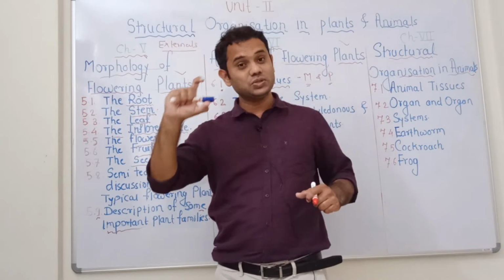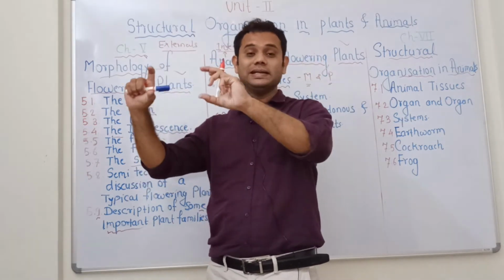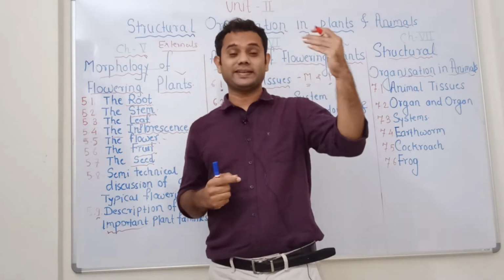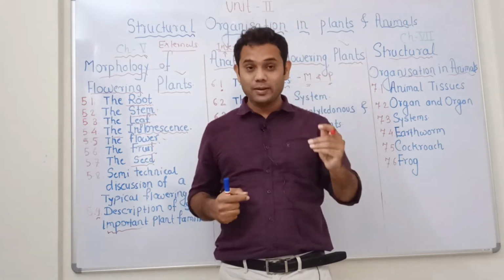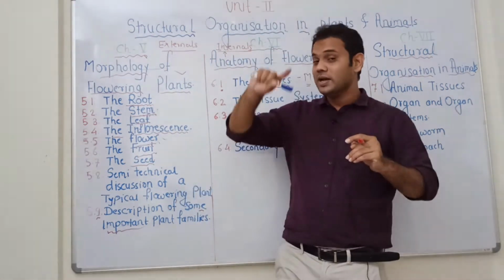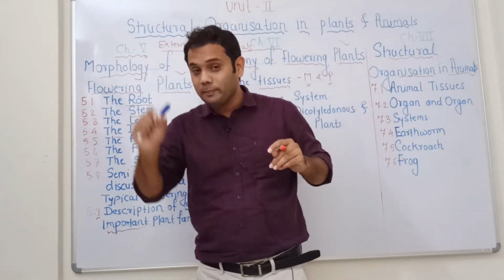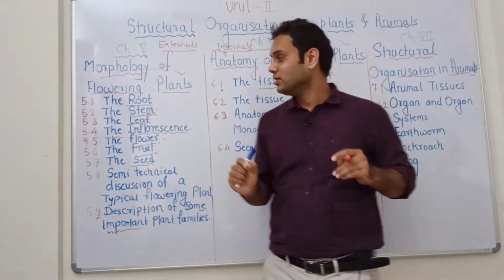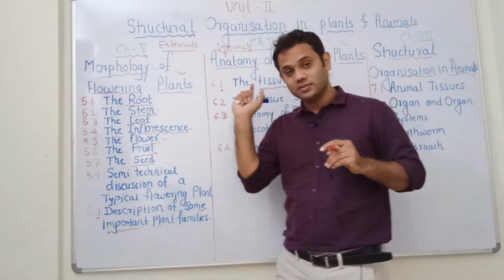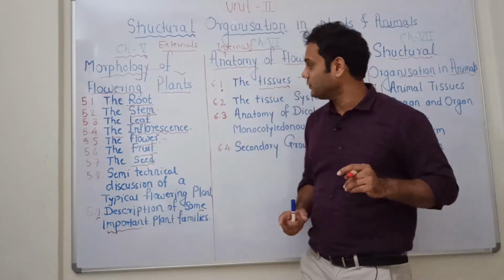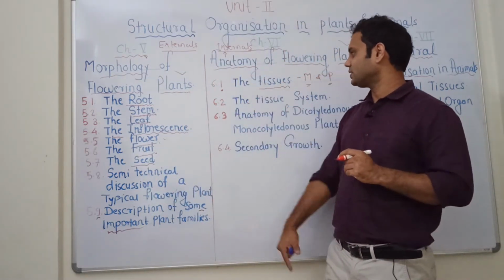So these tissues will be dealt with in detail. What are the different components of the xylem tissue? Tracheids, vessel, xylem fiber and xylem parenchyma. In phloem we have sieve tube, sieve cell, companion cell, phloem fiber and phloem parenchyma. These are the components of the xylem and phloem respectively. So that will be studied in this tissue.